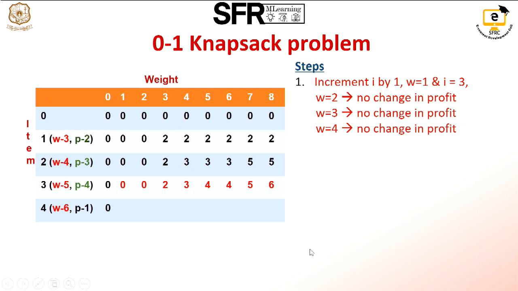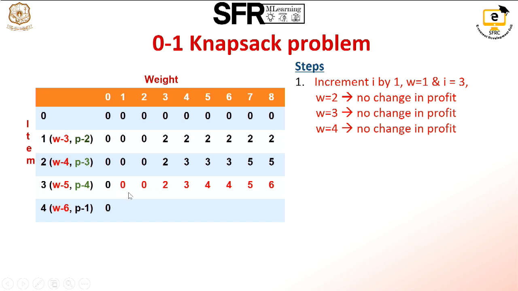Then again increment i by 1. Here weight is equal to 1 and item is equal to 3. That is, we have 3 items in the bag. We can choose any item from the 3 that fill up the capacity of the sack.